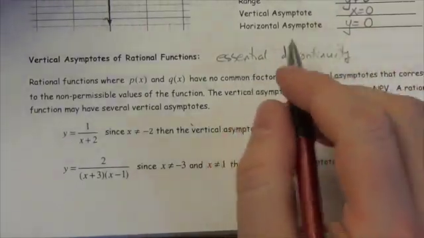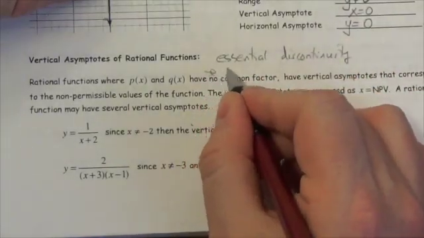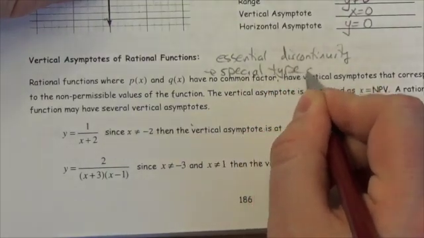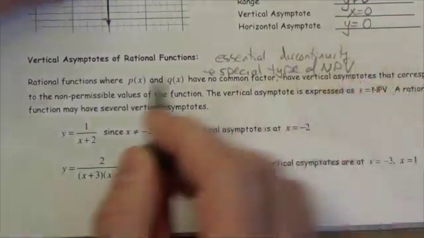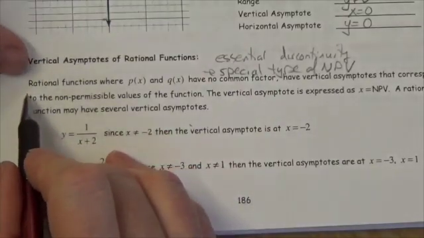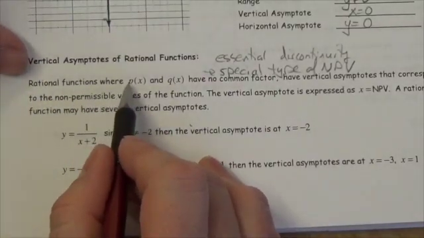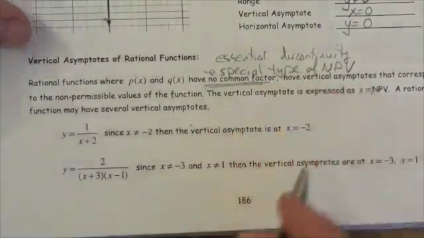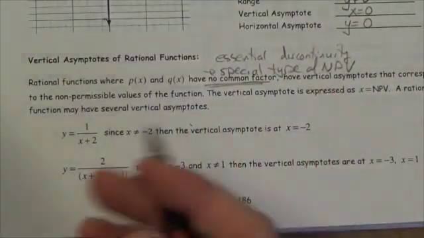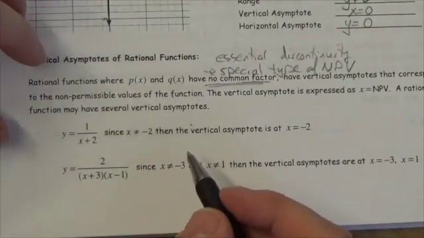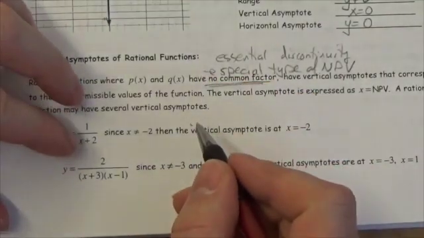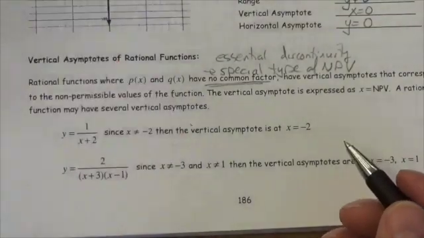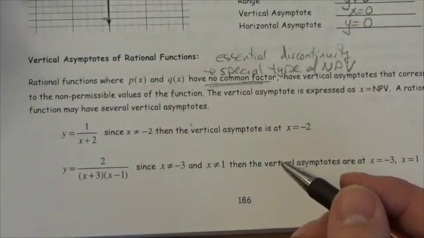Now, what's happening here is a special type of non-permissible value, and the description is right here. When a rational function, where you've got p of x and q of x, has no common factor, in other words, I can't cancel it out here, what you're stuck with is a factor in the denominator that can go to 0, that can create a non-permissible value, but it has no corresponding equivalent factor in the numerator.